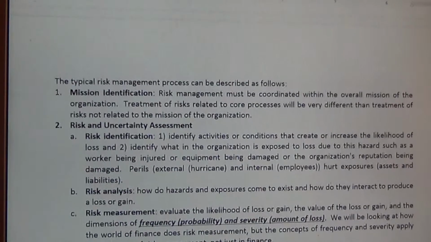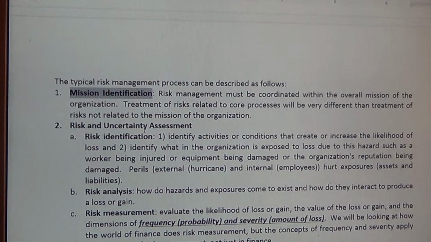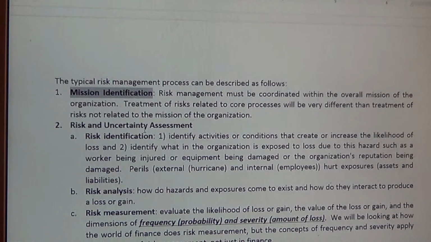And so looking through that list, the first thing, mission identification. Here, it's simply the firm determining why does it exist. What are those most critical aspects of the firm that you want to protect? If you're taking a risk that is not part of the core process of the firm, then maybe it's a risk the firm needs to stop and avoid that risk. So understanding why the firm exists is extremely important, not just for corporation risk, but also for personal risk.